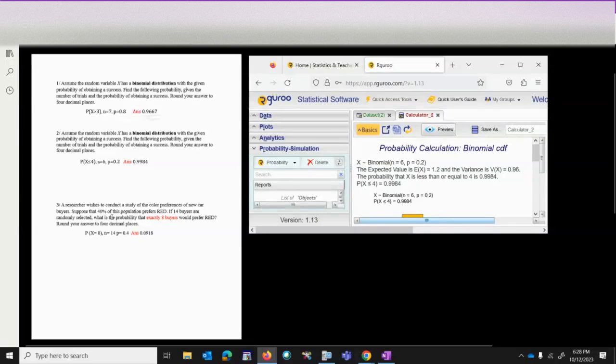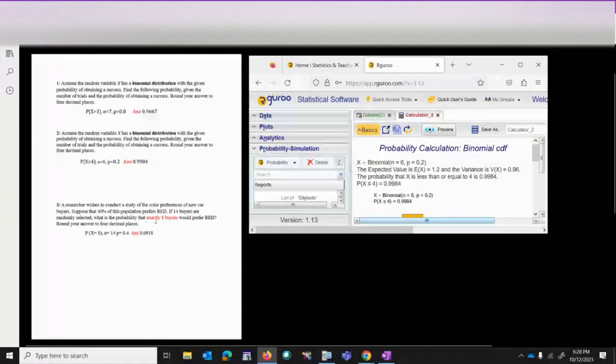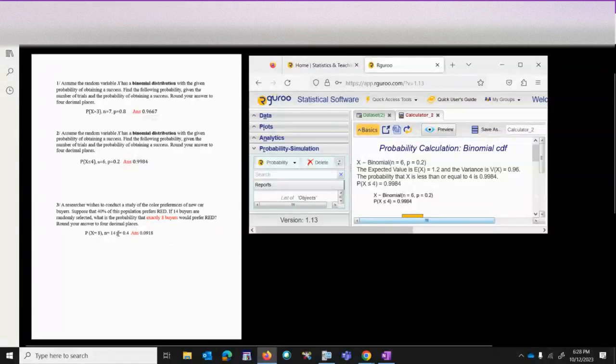You know that the probability is always between 0 and 1, or between 0 and 100% in percent. Now, if 14 buyers are randomly selected, what is the probability that exactly 8 buyers would prefer red? Exactly 8 buyers. This wording is very important: greater than, less than, exactly, all these things matter. So I have P of x equal to 8, the probability that exactly 8 buyers prefer red, because the success probability is 0.4, but I'm looking for the probability of 8 buyers preferring a red car.